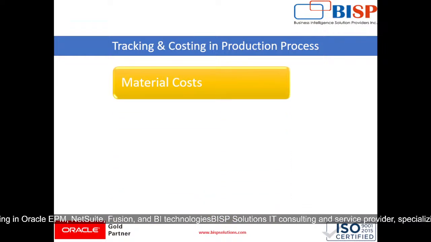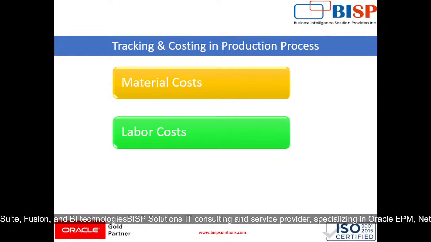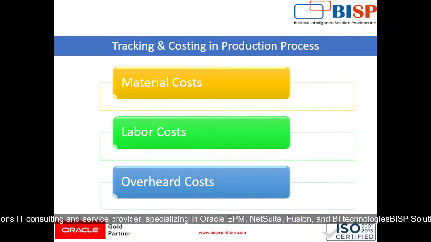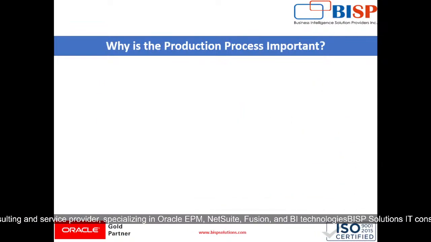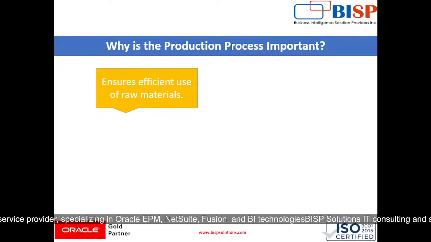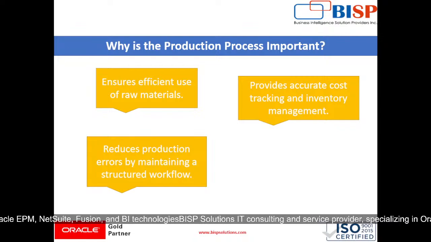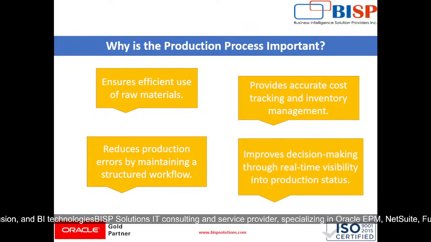Then comes our tracking and costing in the production process, where material cost, which means the cost of raw materials consumed, labor cost, which means the time spent by employees to produce goods, and overhead cost, which means cost related to utilities, machines, etc., are tracked. Why is the production process important? Because it ensures efficient use of materials, it reduces production errors by maintaining a structured workflow, it provides accurate cost tracking and inventory management, and it improves decision making through real-time visibility into production status.